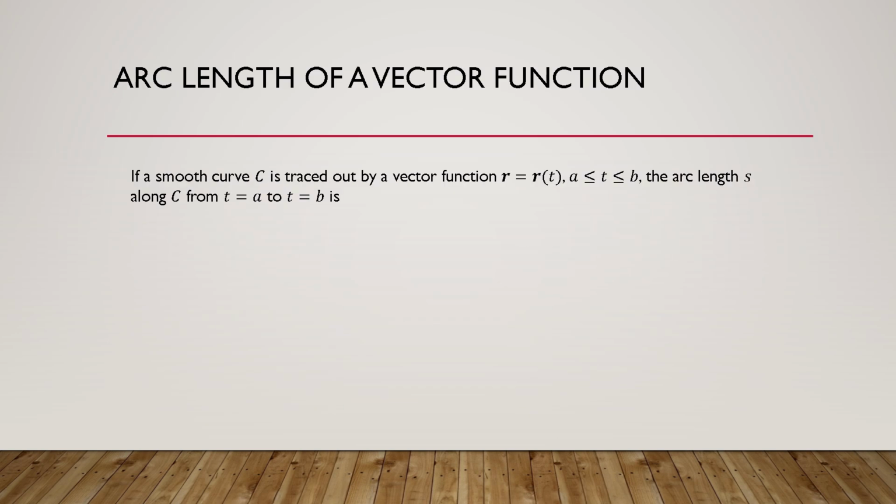If a smooth curve C is traced out by a vector function r equals r of t, for a less than or equal to t less than or equal to b, the arc length s along C from t equals a to t equals b is s equals the integral from a to b of the magnitude of r prime of t dt.